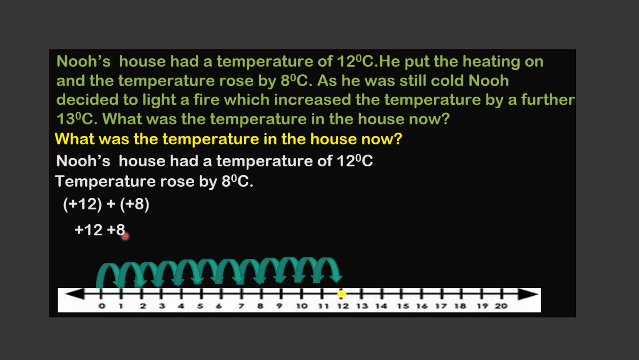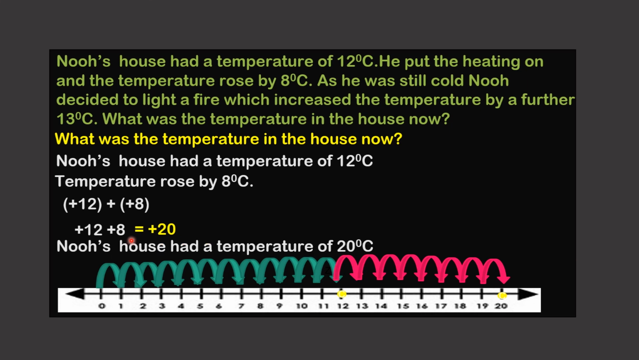How many times will we move? The number indicates. The number is 8. So we will be moving 8 times, right? So start moving to the right 8 times. 1, 2, 3, 4, 5, 6, 7, 8. Right? So our answer is 20. So we can say plus 12 plus 8 is plus 20. So now we can say Noor's house had a temperature of 20 degrees Celsius. Right?